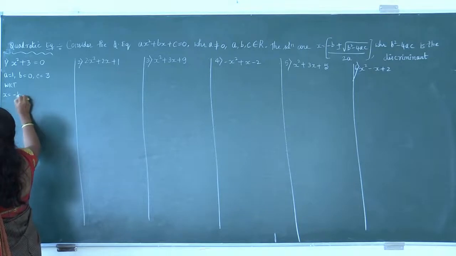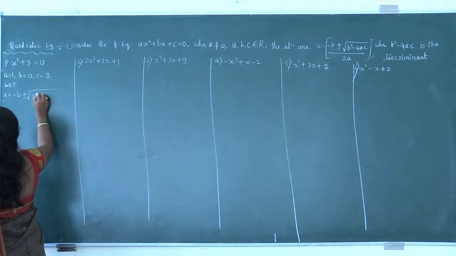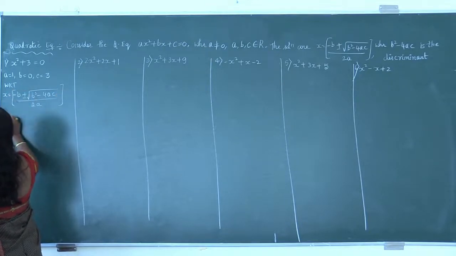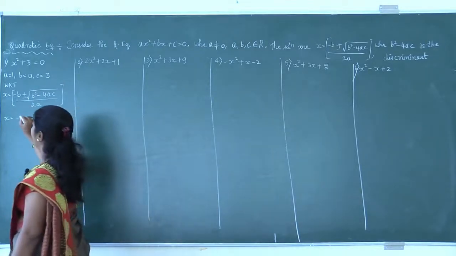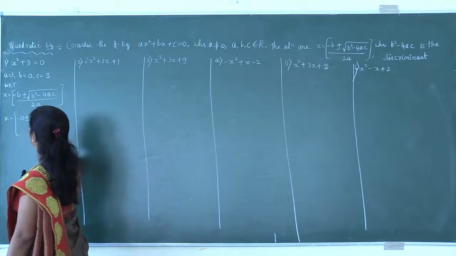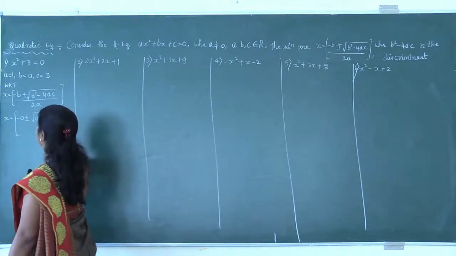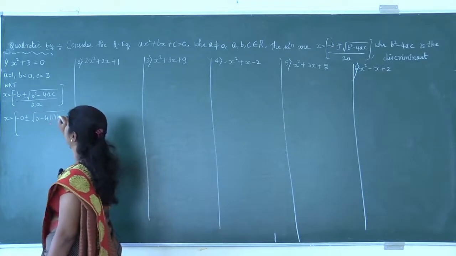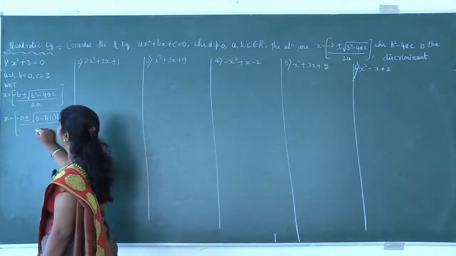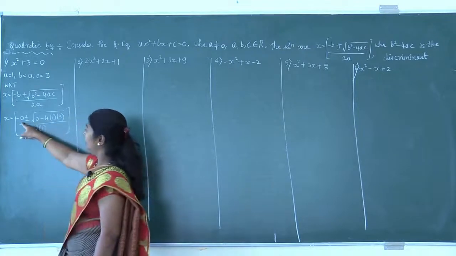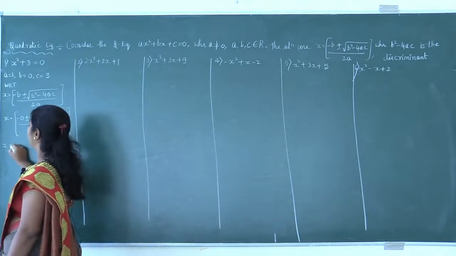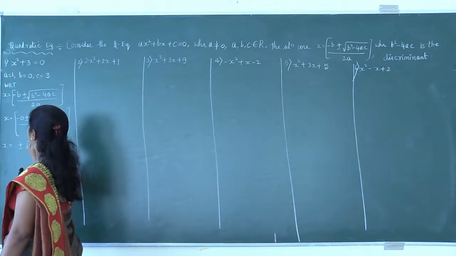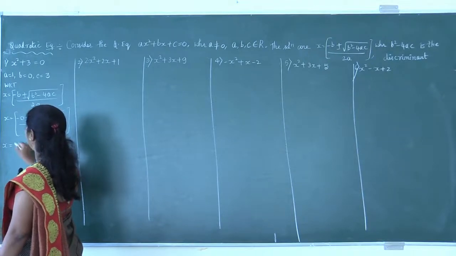x equals minus b plus or minus square root of b squared minus 4ac, divided by 2a. Substituting these values now, substitute for a, b and c. What is b here? 0. So minus 0 plus or minus, what is b squared again? 0 squared is 0. 4 into, what is a? 1. What is c? 3. Divided by 2 into 1. So this is 0. What is 0 minus 12? That is nothing but minus 12. So x is equal to plus or minus root of minus 12 divided by 2.